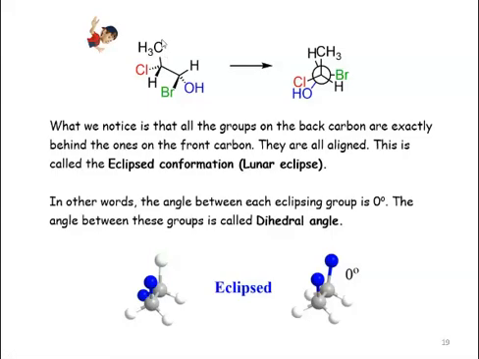Here what we can notice is that all the groups on the back carbon are exactly behind the atoms which are attached to the carbon at the front. So they look as if they are aligned. This is called the eclipsed conformation.